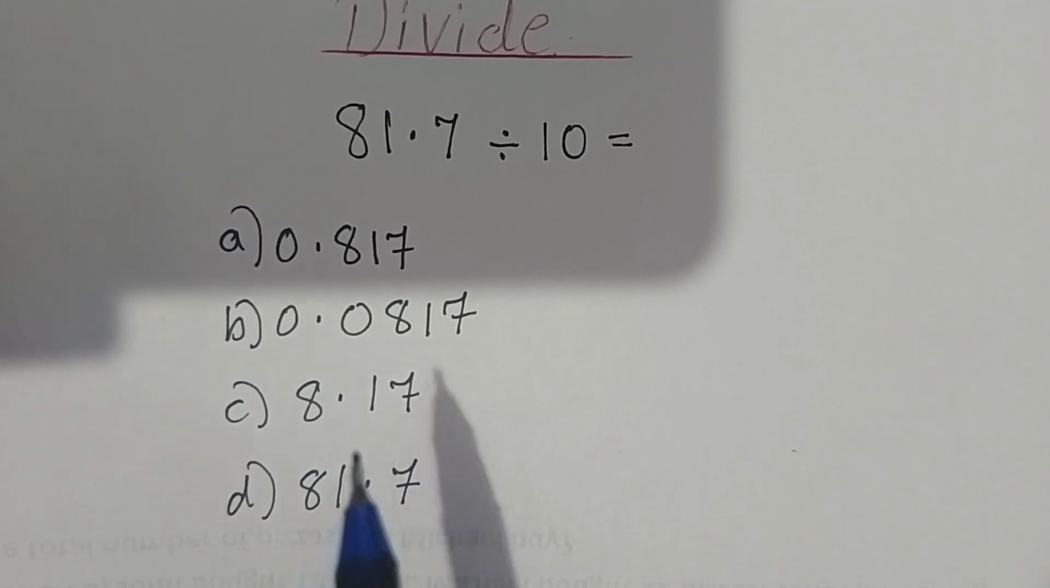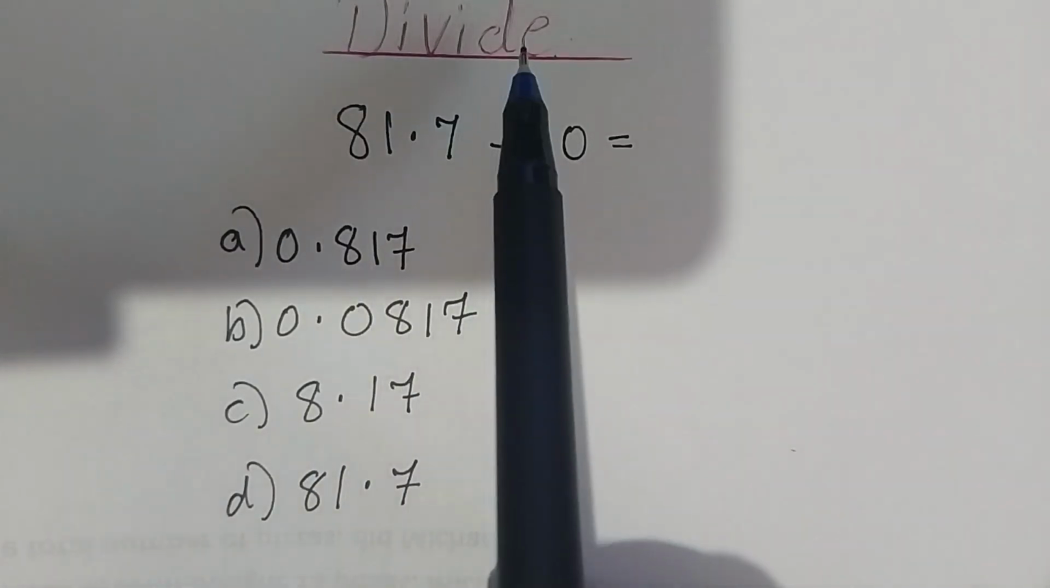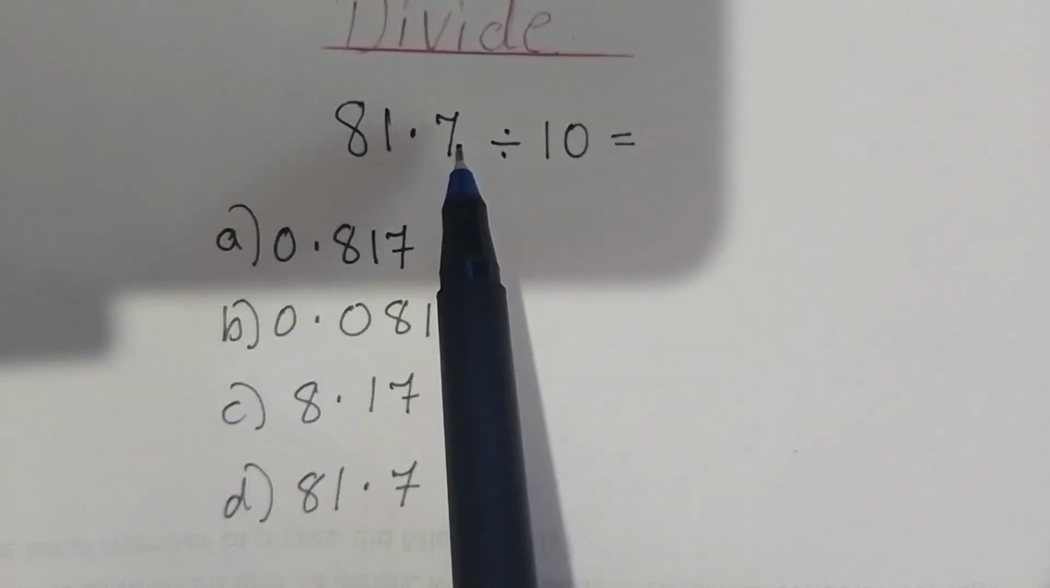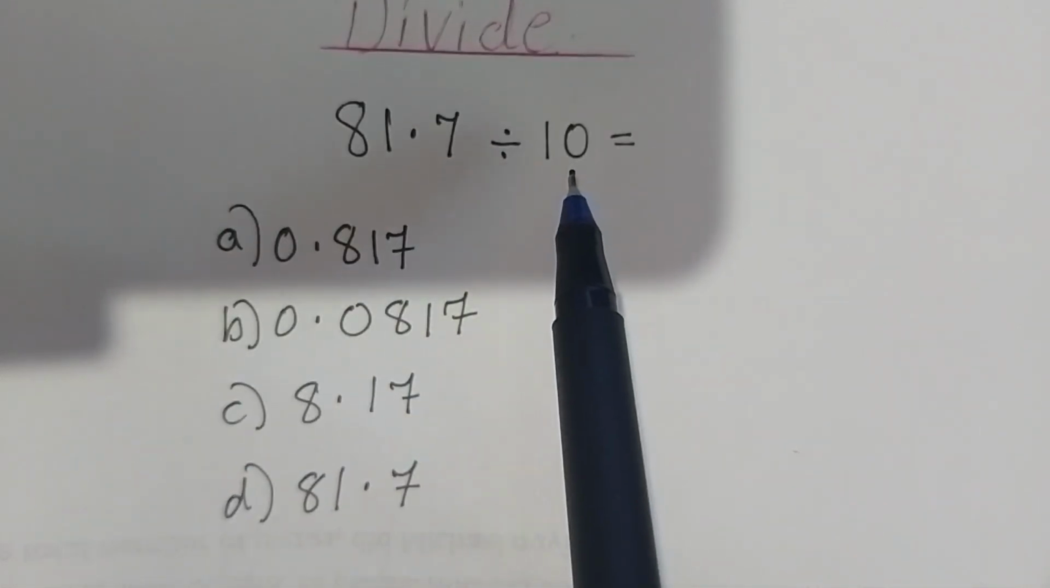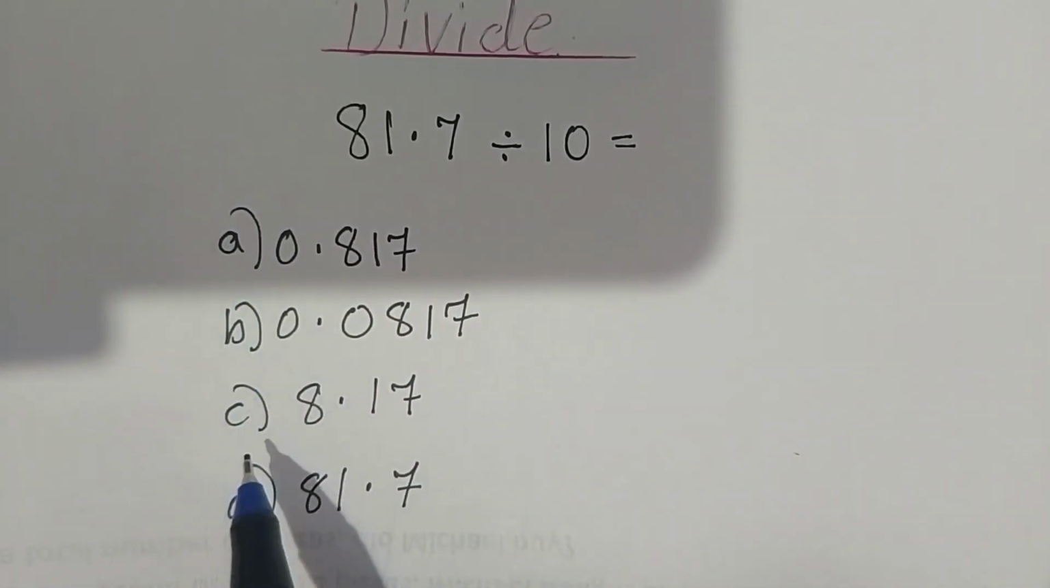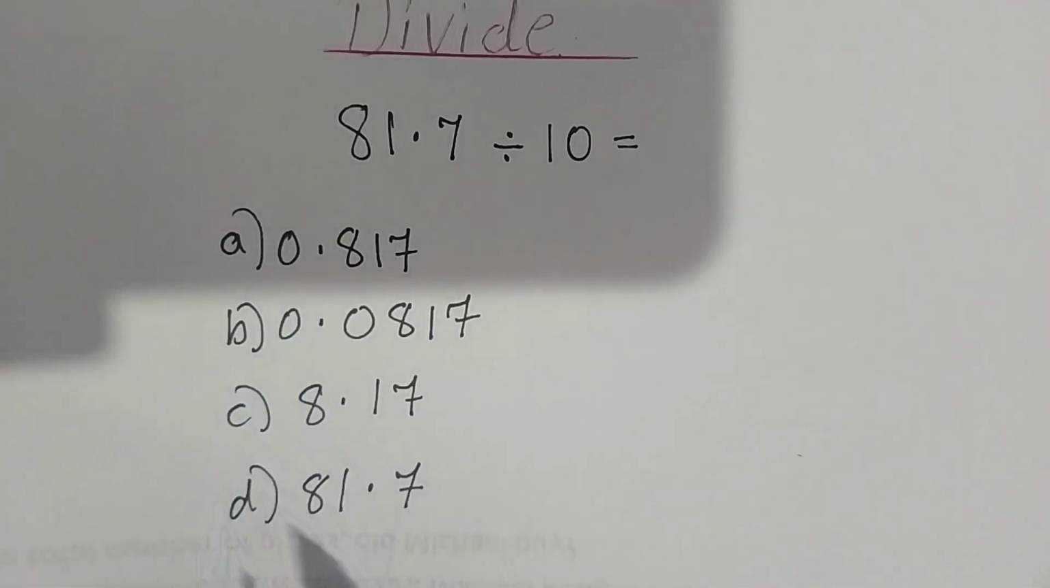Hi everyone, today we'll divide a decimal number 1.7 divided by 10. Then we have choices here A, B, C and D. We'll see which one is correct.